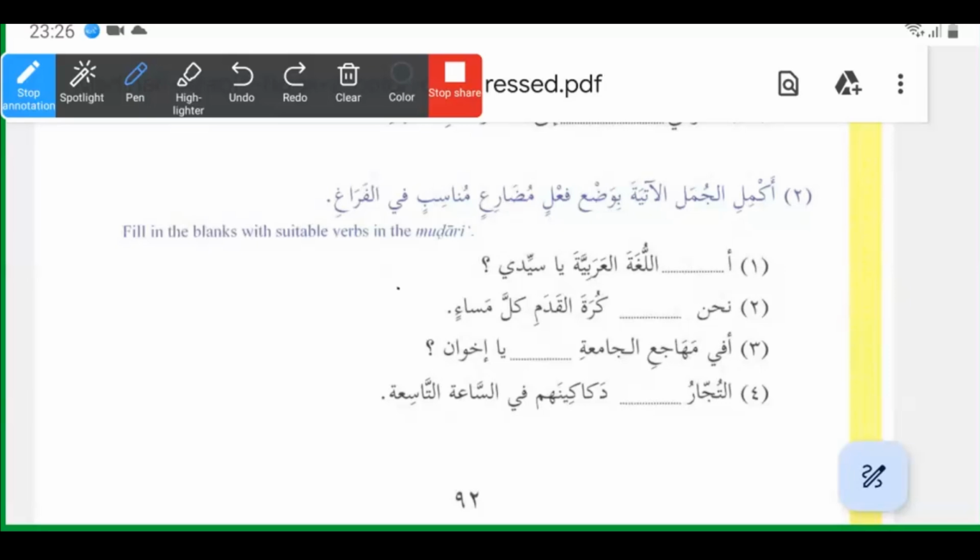And nahnu نلعب. نحن نلعب كرة القدم كل مساء. We play football every evening.